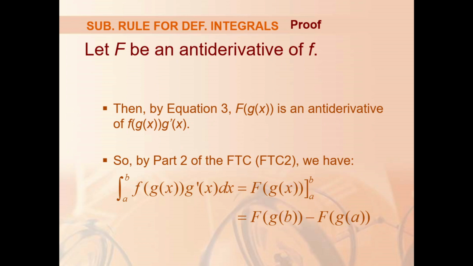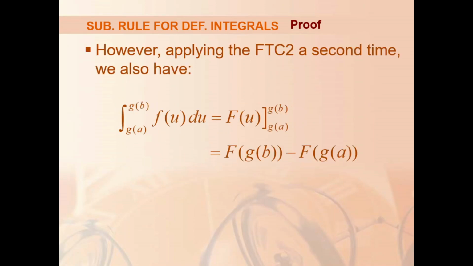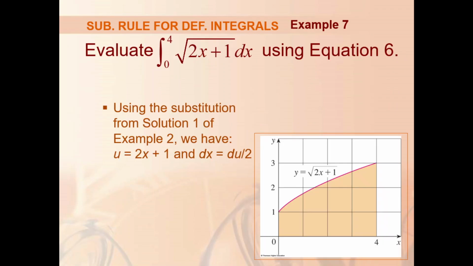As you can see, by the second part of the fundamental theorem of calculus, the integral of f of g of x times g prime of x dx equals F of g of x evaluated from a to b, which becomes F of g of b minus F of g of a. Applying the fundamental theorem of calculus part 2 a second time also gives us this same value, F of g of b minus F of g of a. Also see the seventh example.